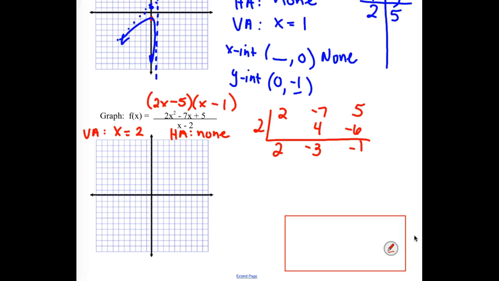Do we worry about the remainder? No. What linear equation am I going to write for my slant asymptote? Give me an equation. It's a line, right? y equals 2x minus 3. Okay. Go ahead and graph the vertical asymptote and the slant asymptote.